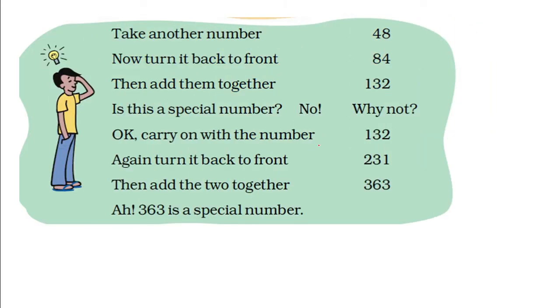Take another example. 48. Is it a special number? No. When we change the sequence, it will become 84. So it is not a special number. Let us make it special. Change the place. 8 at tens, 4 at ones. Now add this. 8 plus 4, 12, and carry over 1. 4 plus 8, 12.